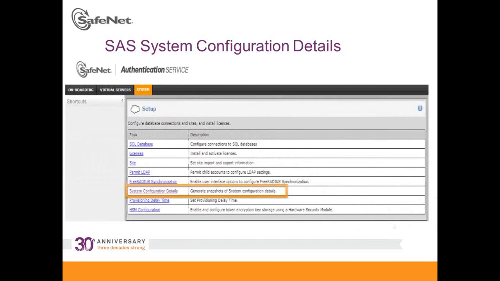So to find the system configuration, the customers can log in as a local or domain administrator to one of the primary or secondary SAS boxes. Under System, under Setup, you'll find a link to the system configuration details. Now I've pulled out an example.